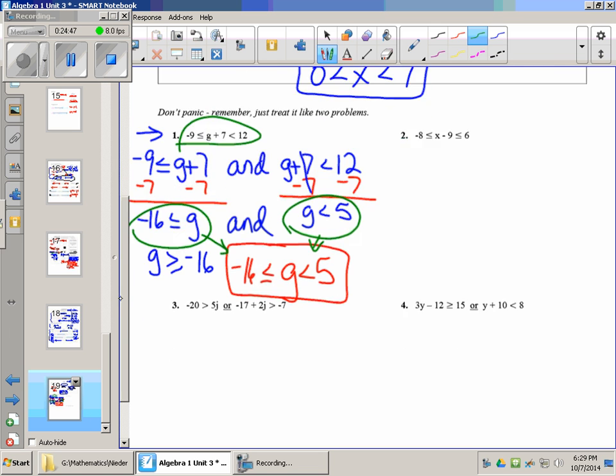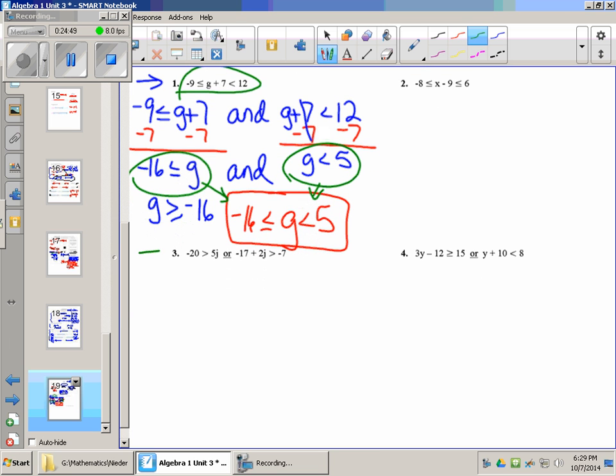Okay? I'm going to jump down here and do number 3 with you, and then you're going to do 2 and 4 on your own. Okay? All right, so here now notice this is an or problem. That actually makes it even easier because the two problems are already divided for you.